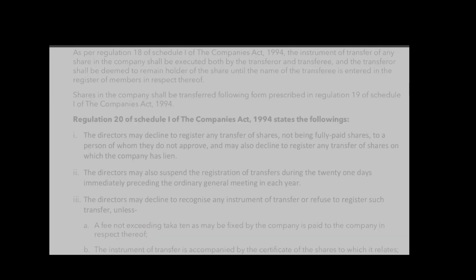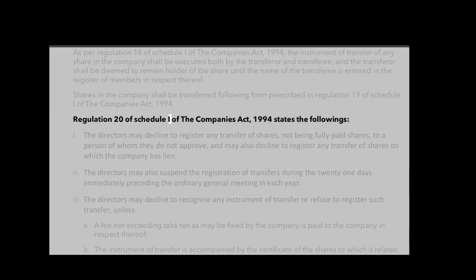As per Regulation 18 of Schedule I of the Companies Act, 1994, the instrument of transfer of any share in the company shall be executed both by the transferor and transferee, and the transferor shall be deemed to remain holder of the share until the name of the transferee is entered in the Register of Members in respect thereof. Shares in the company shall be transferred following the form prescribed in Regulation 19 of Schedule I of the Companies Act, 1994.